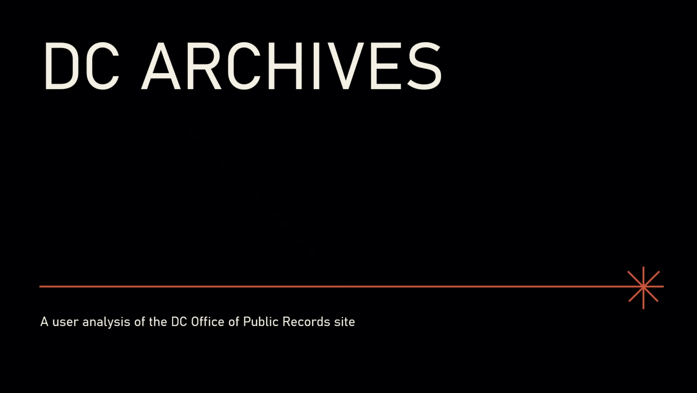Hello, my name is Jeffrey Paris, and the system I will be evaluating for this assignment is the DC Archives website. This site hosts all the digitized documents for DC's Office of Public Records. It is also a hub for all the necessary links for requesting information, whether it be a birth or death certificate or other government records concerning the city's history.